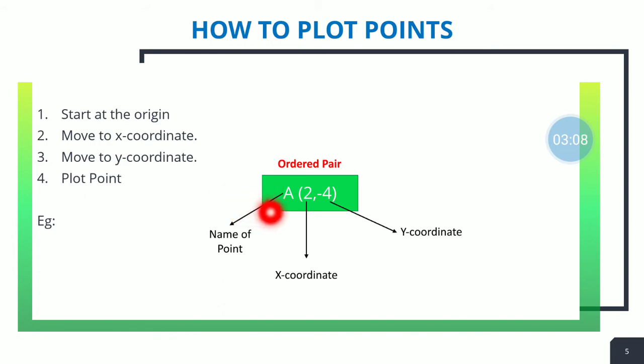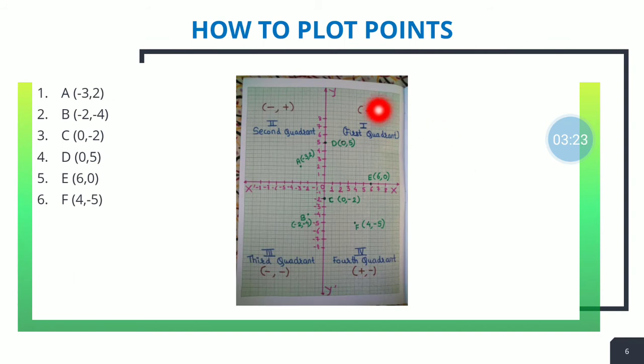So for example, A (2, minus 4). This is the ordered pair. A is the name of the point. 2 here is the x coordinate and minus 4 is the y coordinate. So let's check how to plot the point.